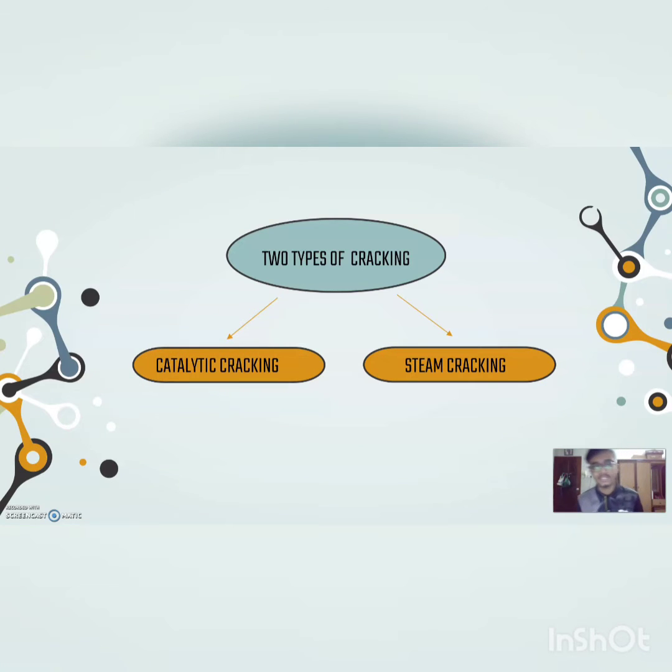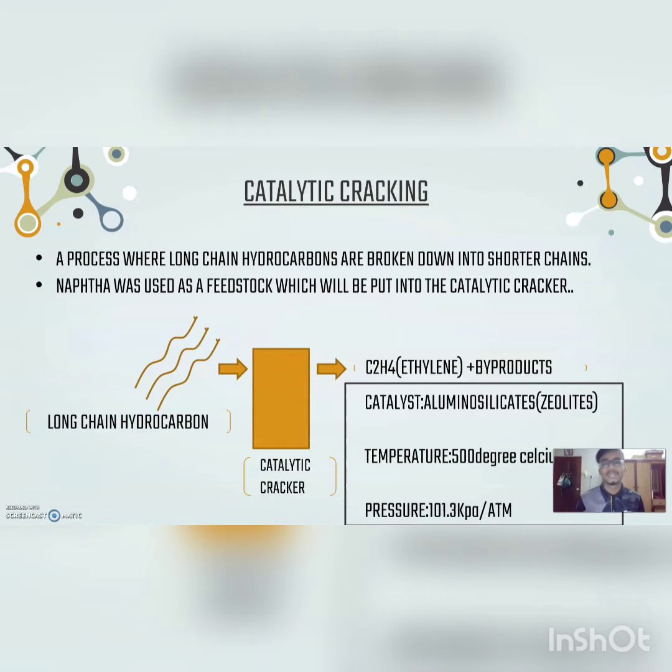There are two types of cracking, as I mentioned just now, which are catalytic cracking and steam cracking. I will be explaining catalytic cracking, and my teammate will be explaining steam cracking. So basically, what is catalytic cracking of ethylene? It is a process where long chain hydrocarbons are broken down into shorter chains.